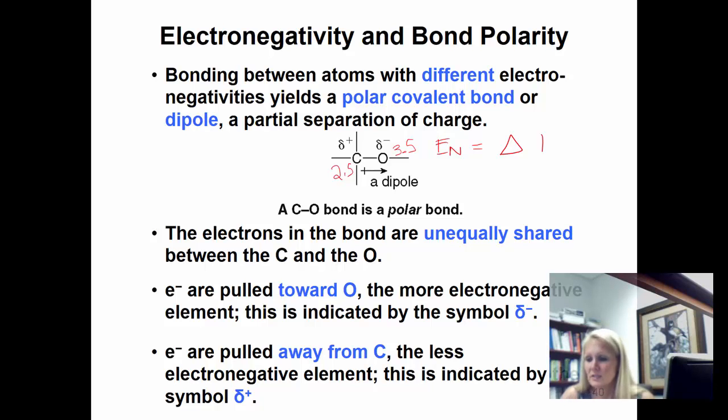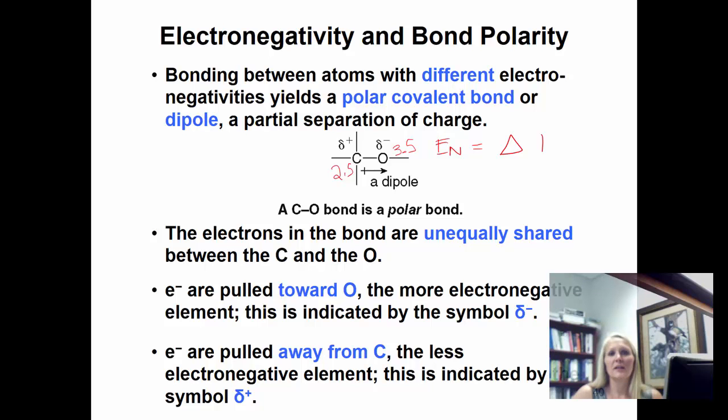So here's carbon, the green, and here is oxygen. If oxygen is more electronegative, it's closer to fluorine, then the electrons are not shared equally. So we have a tug-of-war situation going on, and oxygen wins. The electrons in the bond are shifted towards the oxygen.